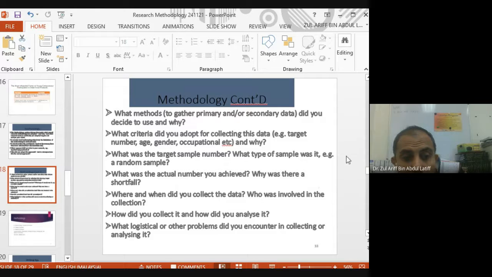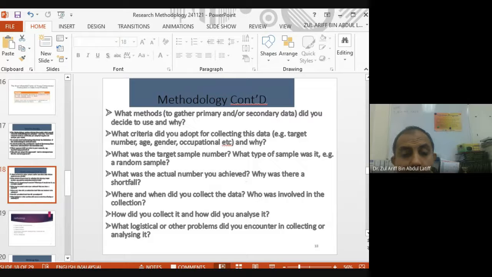Okay, bear with me. We have a few more slides. Target sample number: as I said, you have to have numbers. Better to have 100 and above for individual respondents. But if you go for entrepreneurs, 50 would be enough. So where and when did you collect data? You should have your date frame. This is why you have your table, planning to collect your data and then analyze it.